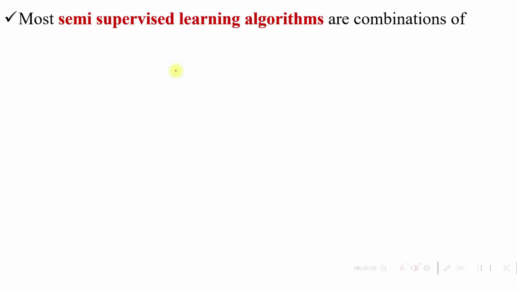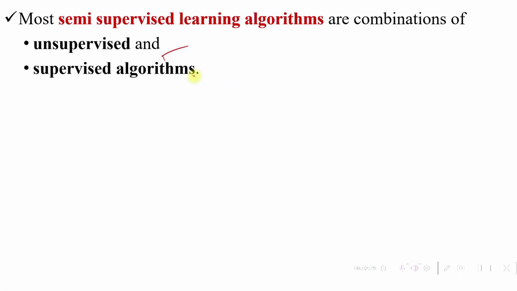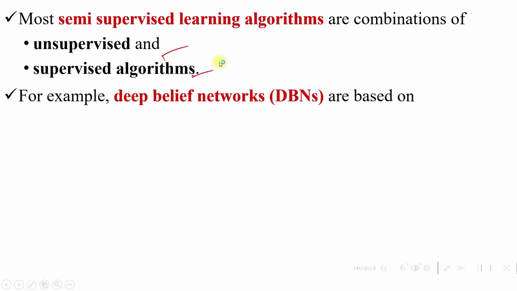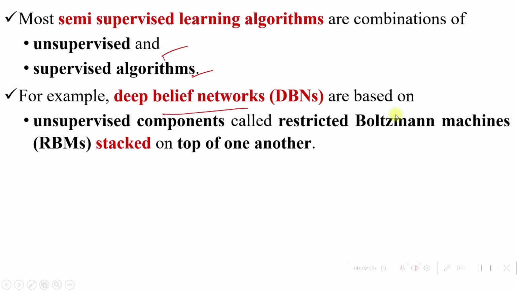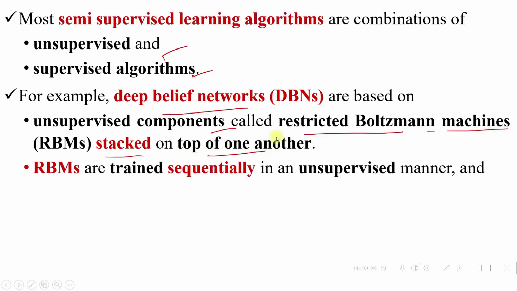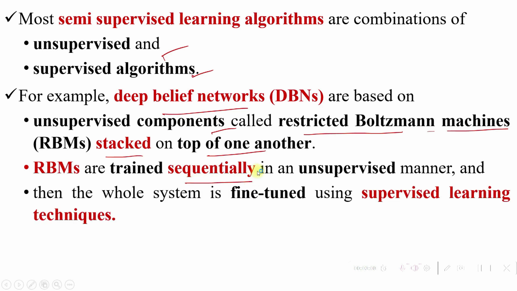Most semi-supervised algorithms are combinations of unsupervised and supervised algorithms. For example, deep belief networks are based on unsupervised components called restricted Boltzmann machines stacked on top of one another. RBMs are trained sequentially in an unsupervised manner, and then the whole system is fine-tuned using supervised learning techniques.